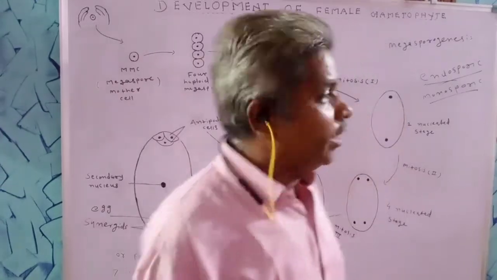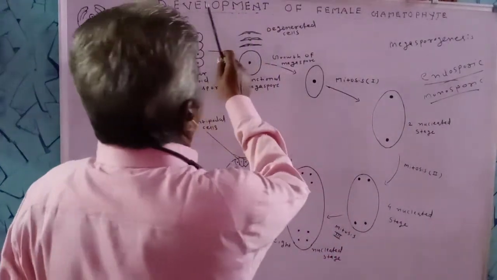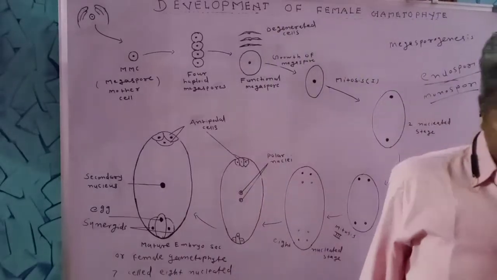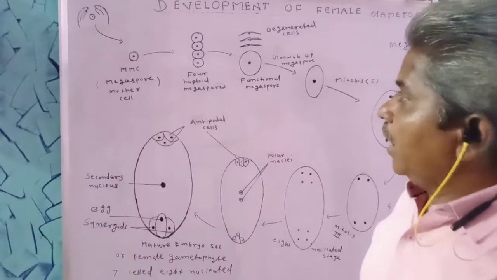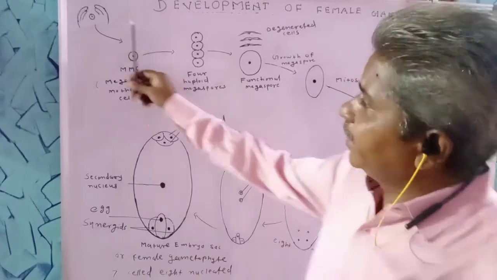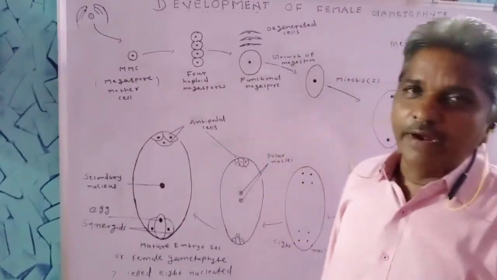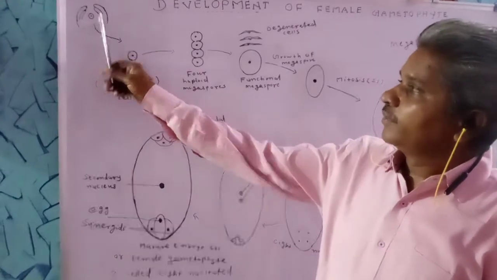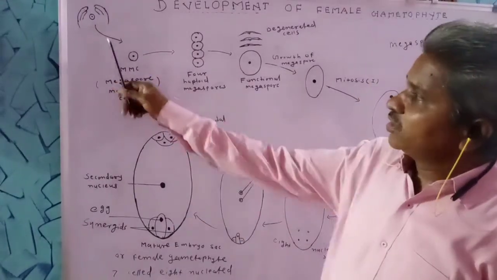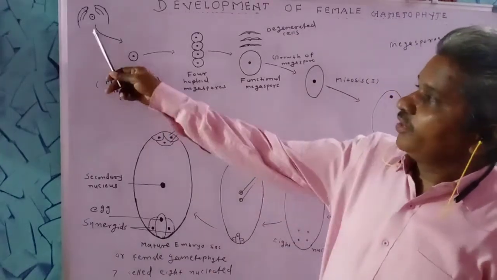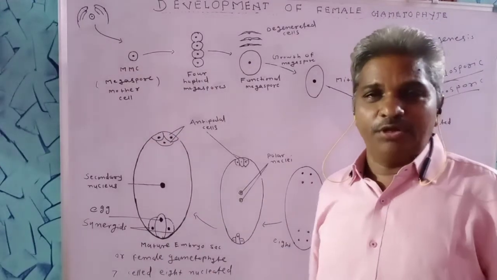Now we are going to discuss the development of the female gametophyte. In the last period, you have already studied the structure of the ovule. So, what is an ovule and where is this ovule present? The ovules are also known as megasporangia, and each ovule is called a megasporangium.